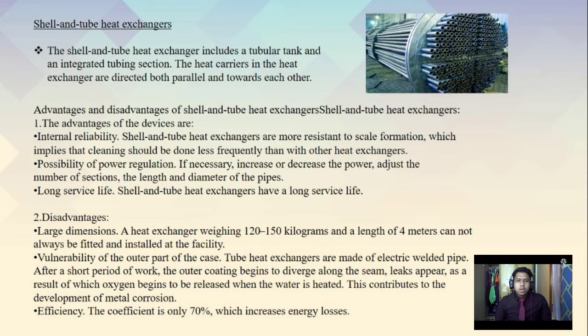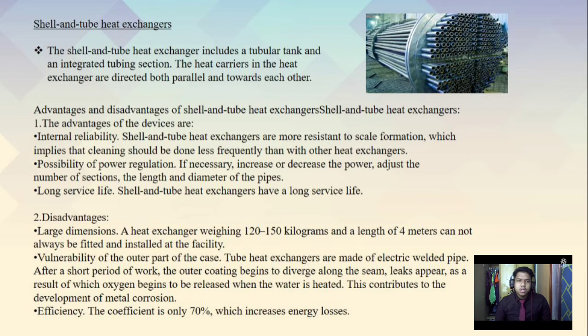Possibility of power regulation. If necessary, increase or decrease the power. Adjust the number of sections, the length and diameter of the pipes. Long service life. Shell and tube heat exchangers have a long service life.